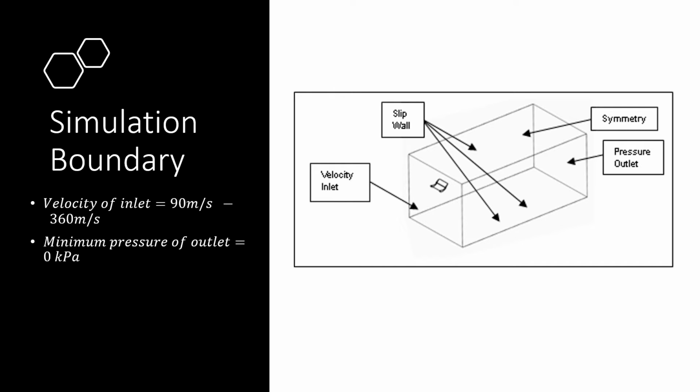So next, this is the simulation boundary that we have set, which can be seen on the picture on the right hand side. So the velocity of the inlet is ranging from 90 meters per second up to 360 meters per second, with intervals of 180 meters per second and 270 meters per second. The minimum pressure of the outlet is 0 kilopascals.